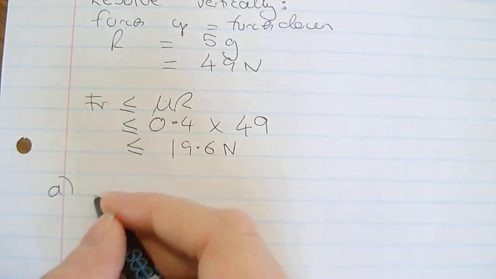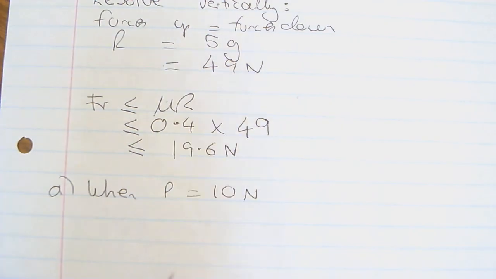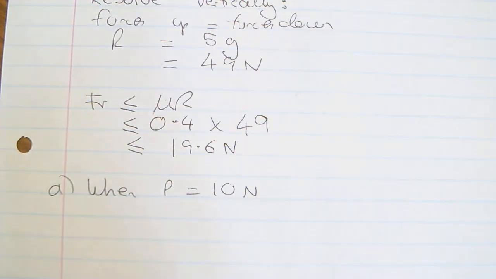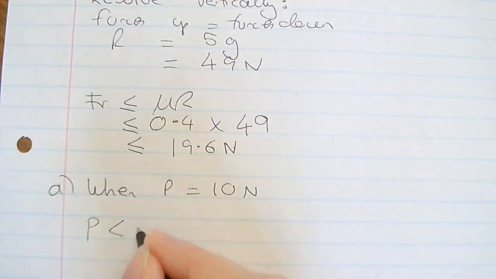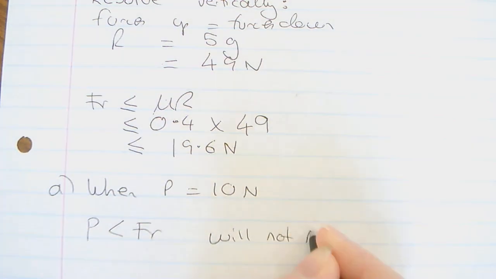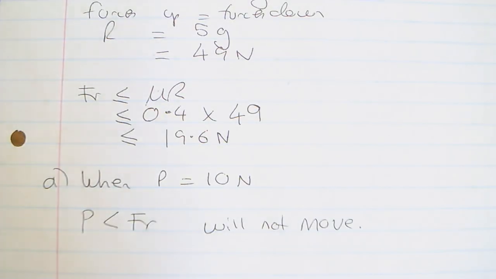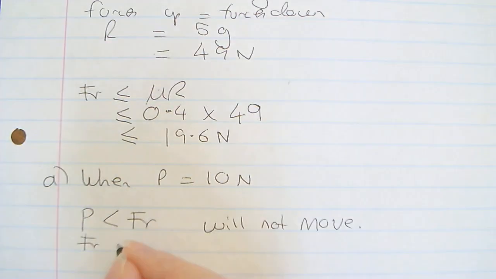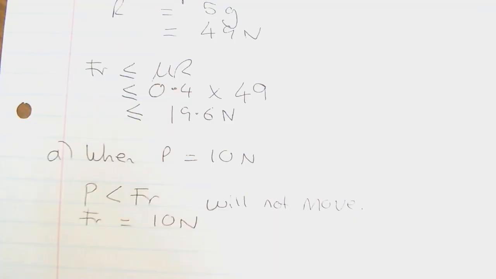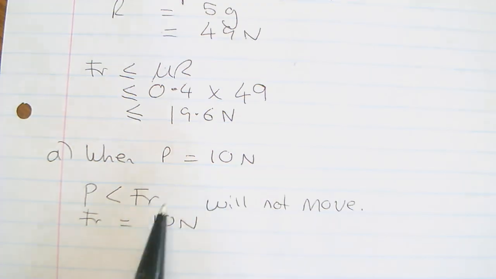Now in the question, you want to find the frictional force when P equals 10. So when P is 10, we can say that P is less than friction, because friction can be up to 19.6, so it will not move. Remember we said the friction will not be larger than it needs to be. So friction in this case is just going to match the 10. So friction is 10. The max it can be is 19.6, but if it's only got to overcome a force of 10, it will just use 10 of its value.